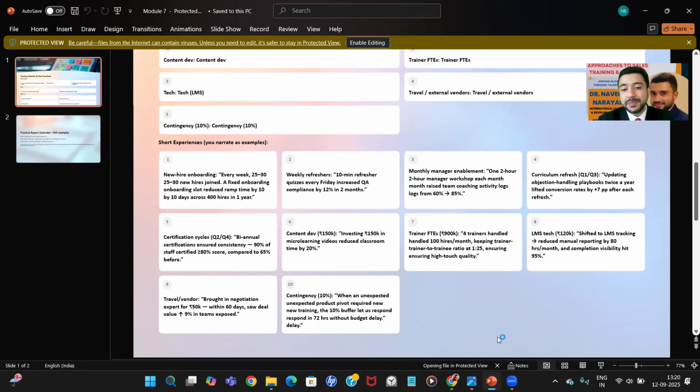And contingency: when an unexpected product pivot requires new training, a 10% buffer lets us respond in 72 hours without budget delay. That is why contingency is always kept, because if it is not kept, it will take time when something suddenly happens. So we have to keep contingency also.